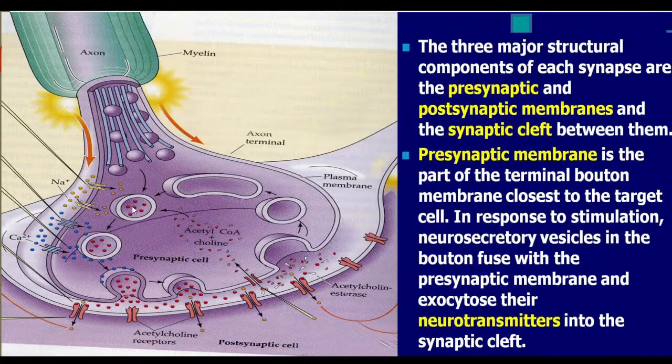plus coenzyme A, and we have aggregation of these vesicles with the calcium ions, and this stimulates the exocytosis in the presynaptic membrane. When this vesicle is exocytotically active, the neurotransmitter acetylcholine migrates into the synaptic cleft.